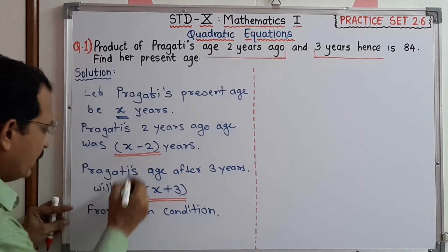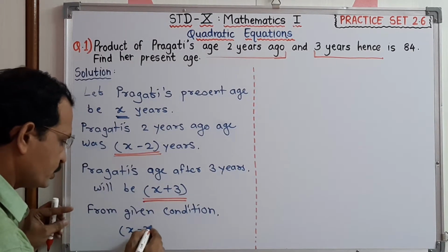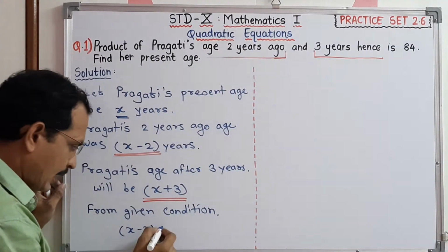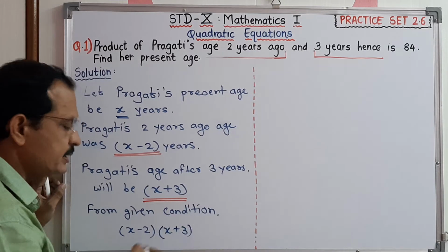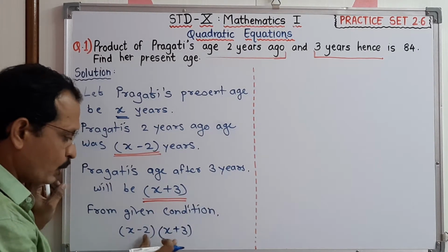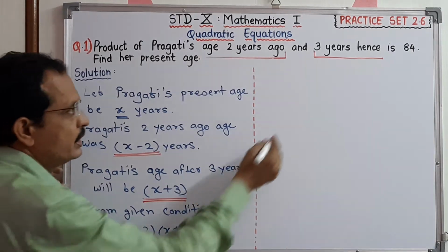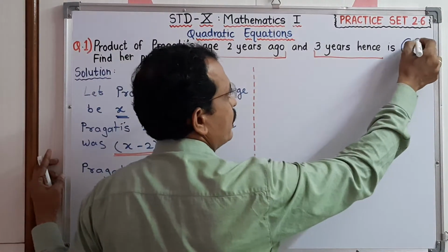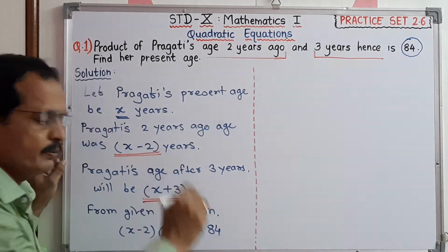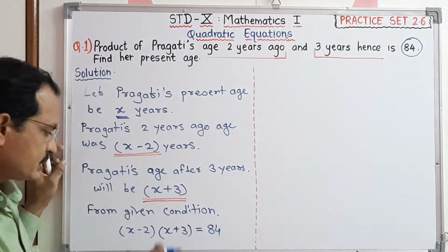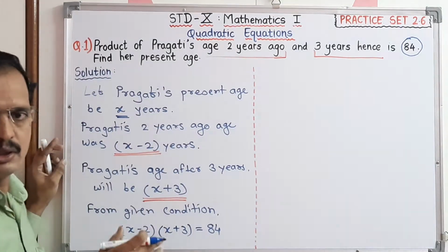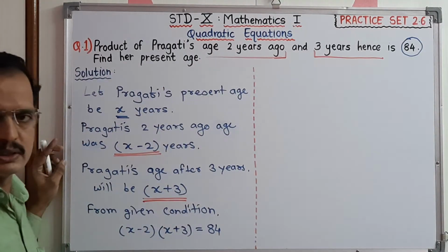That means x minus 2, this is Pragati's age before 2 years, and x plus 3, this is Pragati's age after 3 years. And if we make the product of this, that is multiplication, then that multiplication will be how much? It is 84. Therefore, we write here 84. Now, dear students, from this statement, we get this equation. Now, we have to solve this equation.